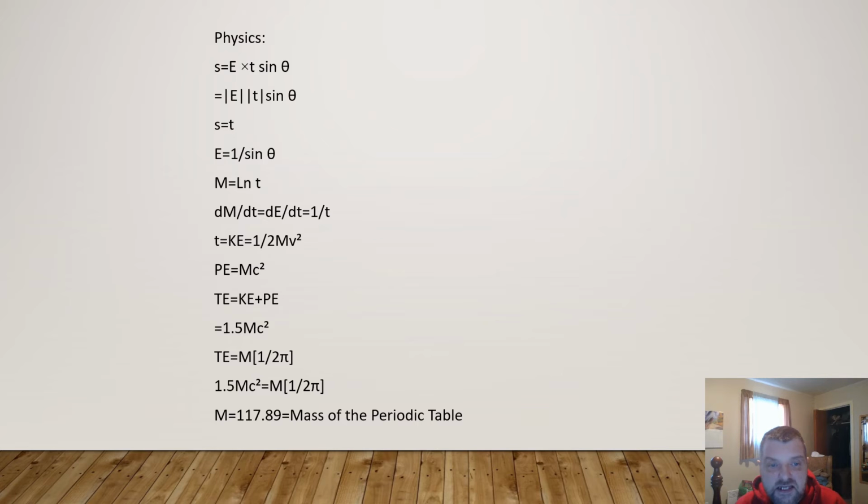Total energy equals kinetic energy plus potential energy, which is equal to, if you put the speed of light c in the kinetic energy equation, you end up with 1/2 mc squared. So 1/2 mc squared plus mc squared is 1.5 mc squared. And we also know that the total energy is equal to the mass times 1 over 2 pi. 1 over 2 pi is 1 radian. So if we set those equal to the total energy, the mass comes out to 117.89, which is the last stable element in the periodic table. It's actually 116, and then there's 2 unstables that round out to get to the noble gases.